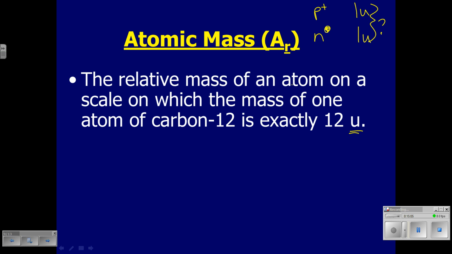The relative atomic mass of an atom on a scale which has the mass of one atom of carbon-12 is exactly 12. I need to tell a little story on this. There's no other way of doing this, okay?